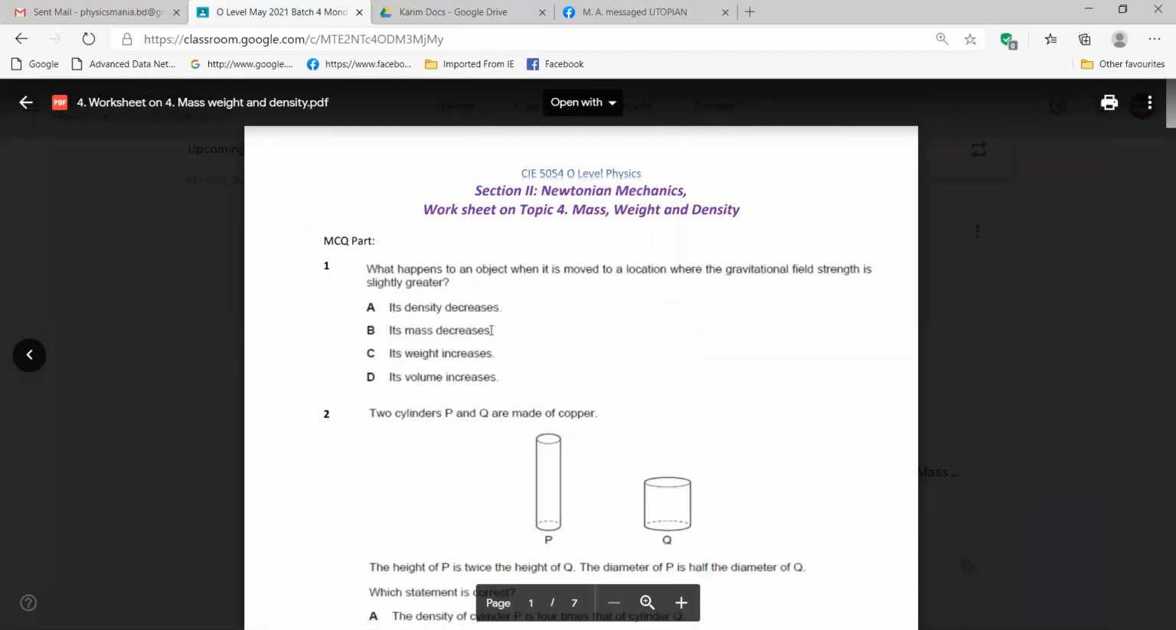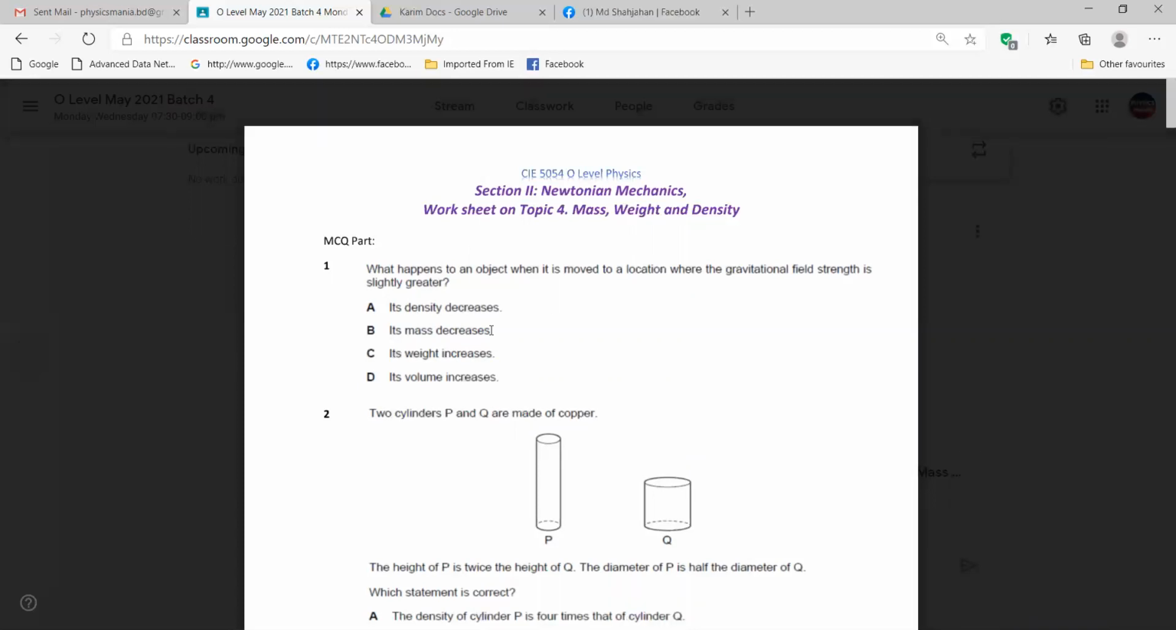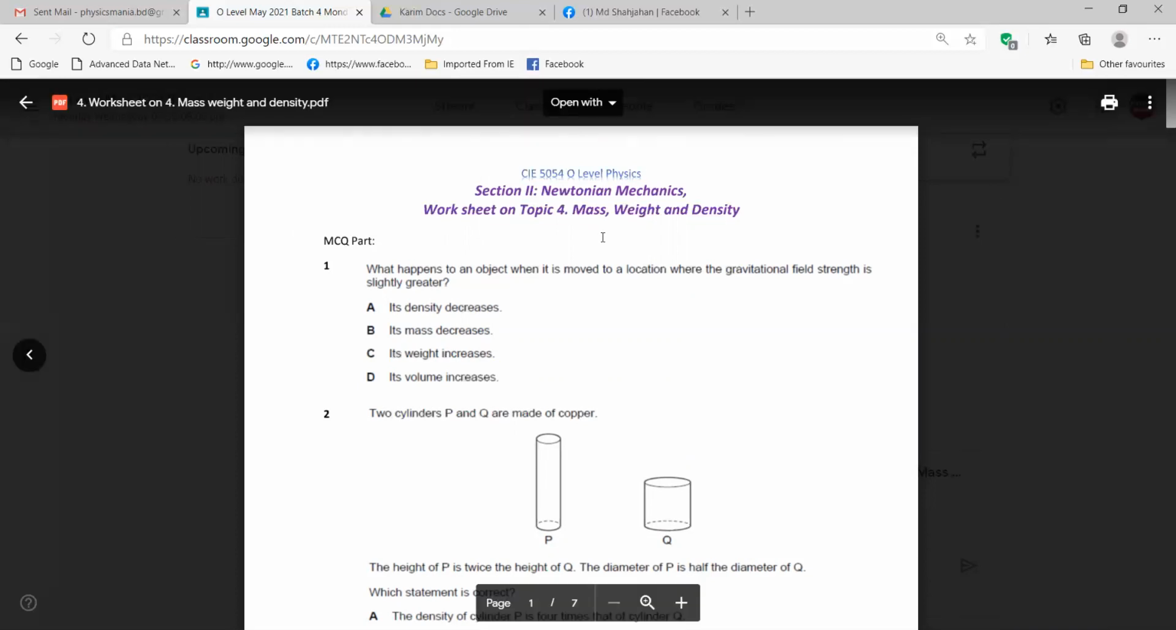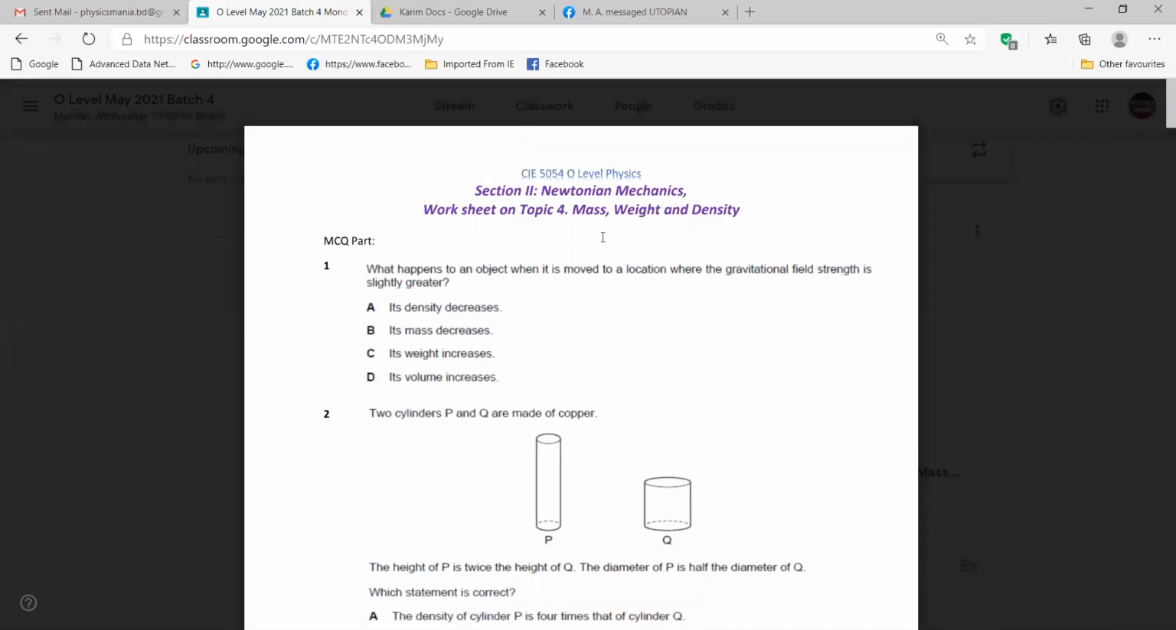Sir, is it okay if we have two tests on Friday and Saturday during this time? Okay, we will see. You first finish my worksheet. Yes, sir. I will submit it tomorrow. You will submit it by tomorrow, in PDF format.